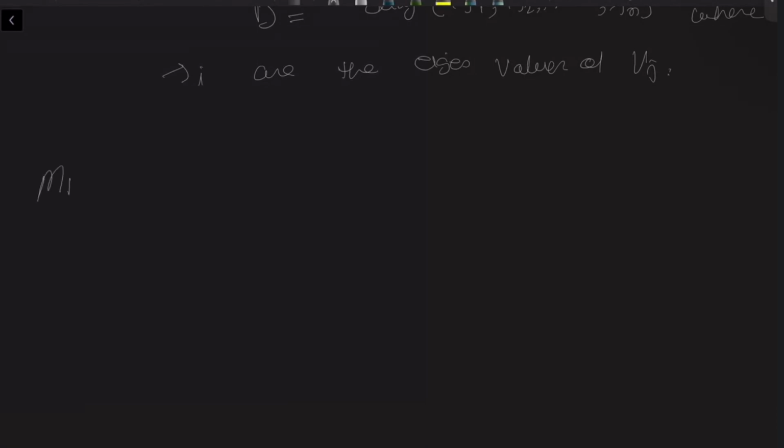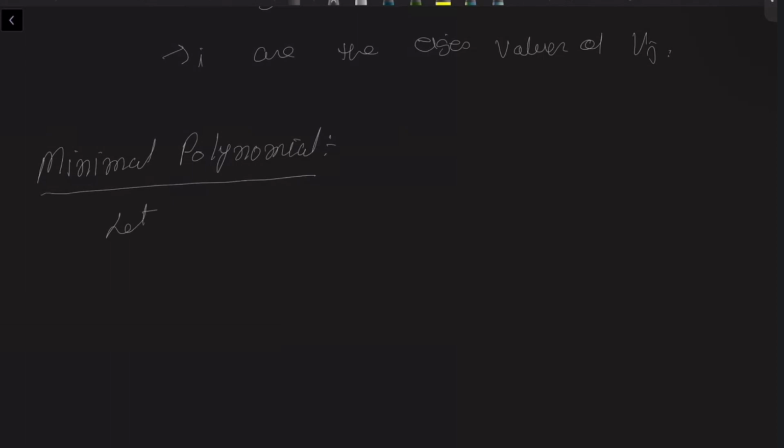We will start with what is called a minimal polynomial. So let T be a linear operator. A linear operator, as I have already told you, is nothing but a linear transformation T from V to V. So T is a linear operator on V with dimension of V equal to n. So we are talking about a finite dimensional vector space.